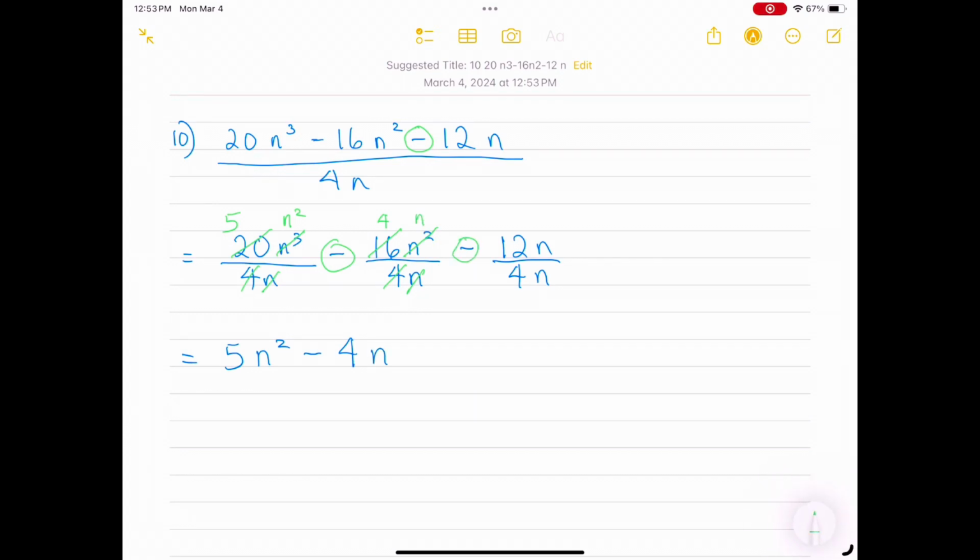Again, we write down the minus sign, and then we have 12n over 4n, or 12n divided by 4n. 12 divided by 4 equals 3. The n's cancel. We end up with 5n squared minus 4n minus 3. We box our answer.